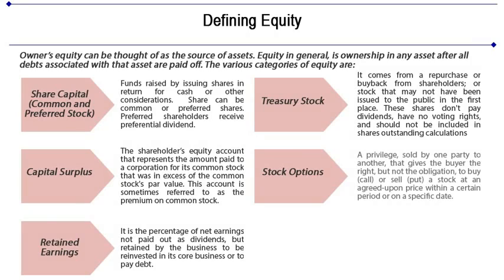Stock options. A stock option is a privilege sold by one party to another that gives the buyer the right but not the obligation to buy, or technically the word used is call, or sell, put, a stock at an agreed upon price within a certain period or on a specific date. For example, stock options are often offered to employees as an incentive, as a form of non-cash compensation. An option can be exercised at any point at an agreed price.